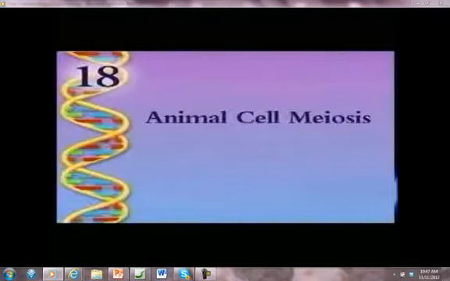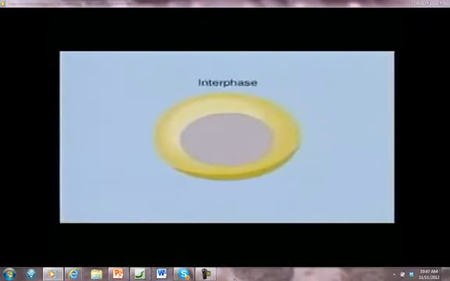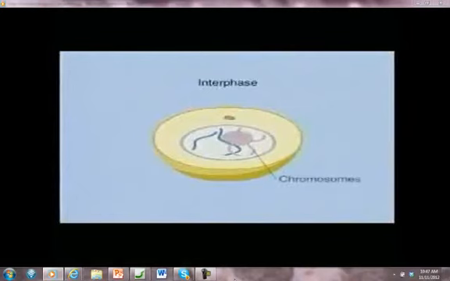We're going to watch a little video that walks us through all the phases so we can see what happens and how meiosis is different than mitosis. Imagine a diploid cell during interphase. The chromosomes are long, thin strands of DNA within the nuclear envelope. There is a single pair of centrioles near the nucleus.